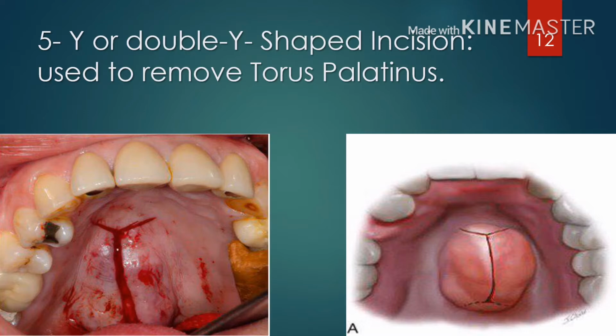Number 5 is the Y and double Y shaped incision, used to remove torus palatinus, usually, and as you can see, it's a very wide incision.